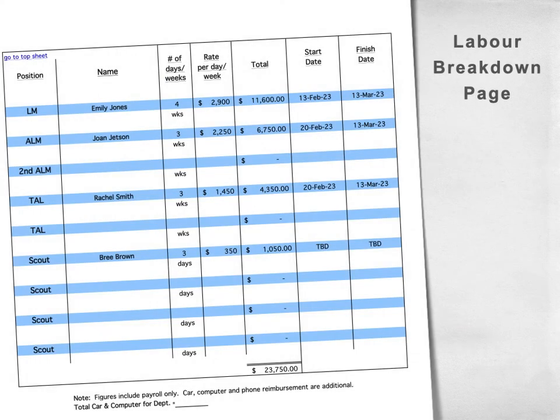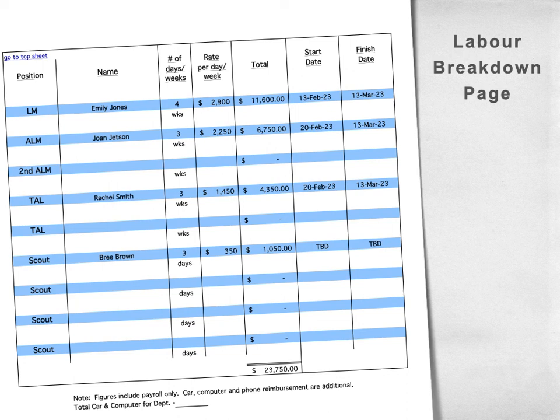Here is the sample labor page that's included in this budget as the final back sheet. As you can see, this page allows you to capture those people who will work in weekly positions on your team, along with scouts, who are technically daily employees, even though many productions will let them know that they will be on for the run of the production.